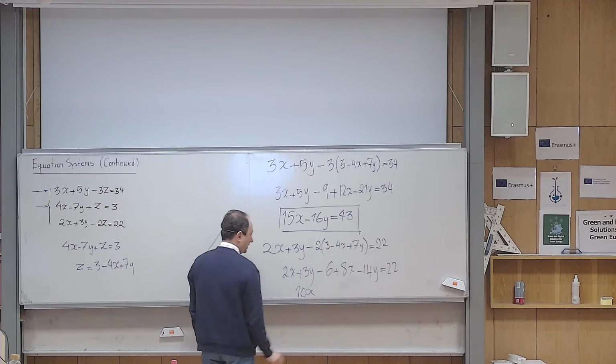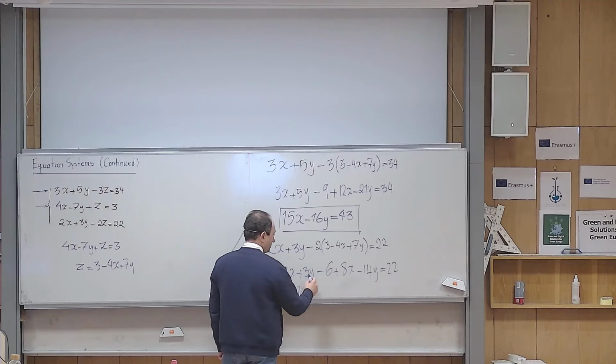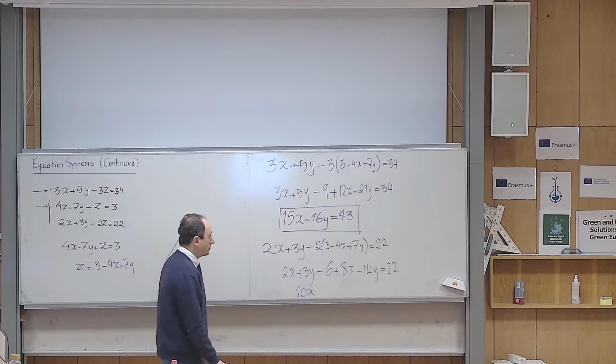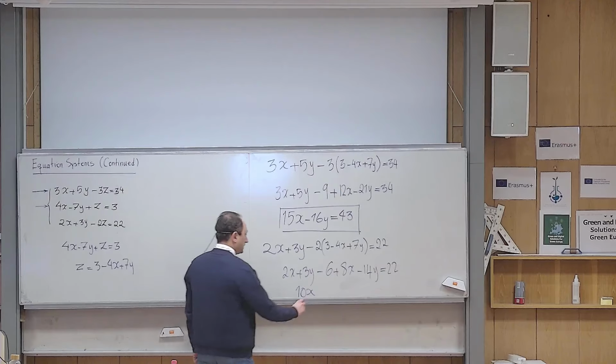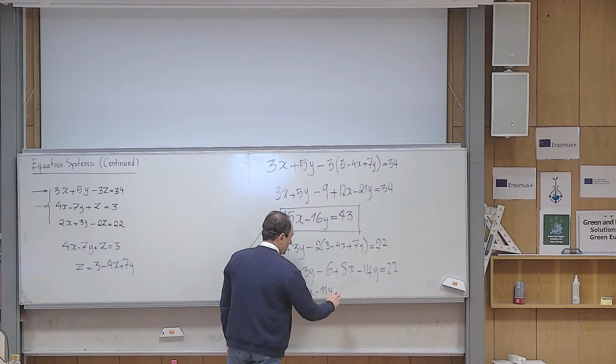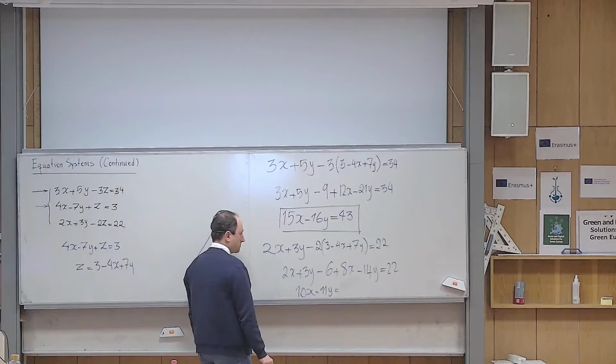And please watch my calculations. If I am making a mistake, please let me know immediately. 3y minus 14y becomes minus 11y. And then what should I write on the right side? 28.